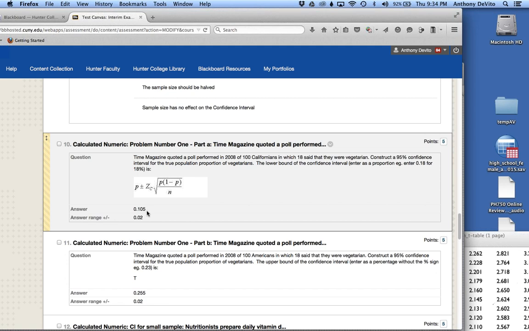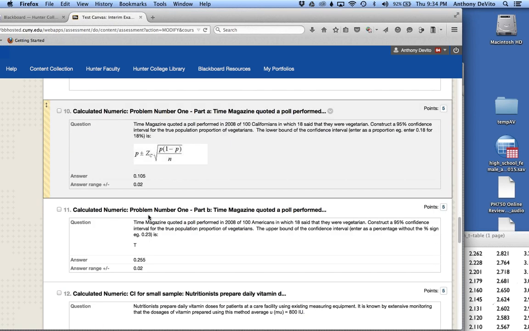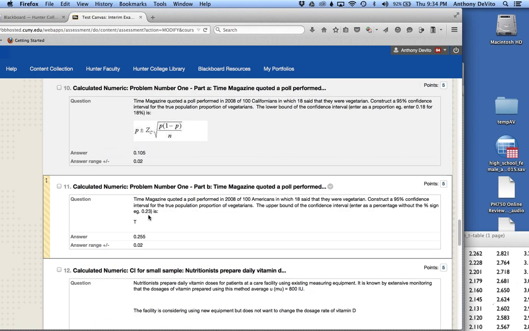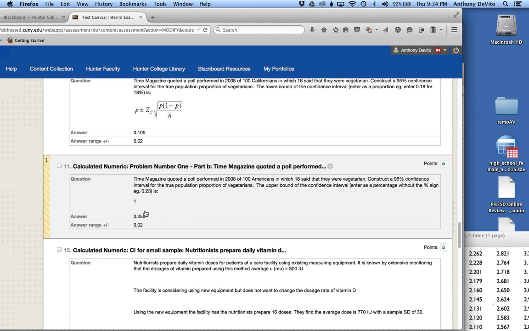It's 0.105. It's 10.5%. It's our lower range, right? And I said you could go as low as 8% or as high as 12.5% and still get marked correct for that one. So I gave you a pretty good range on that. What about the upper range?